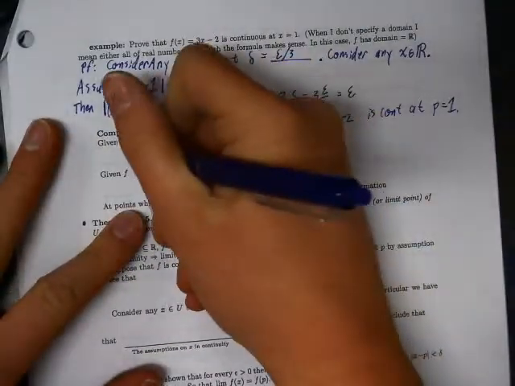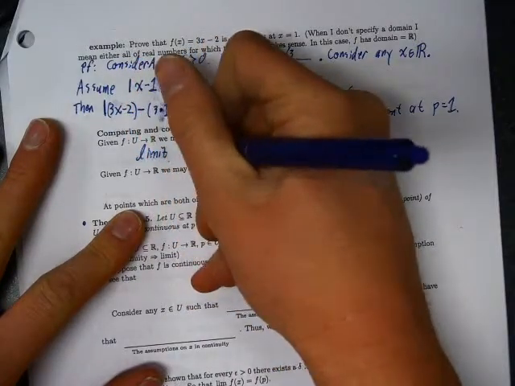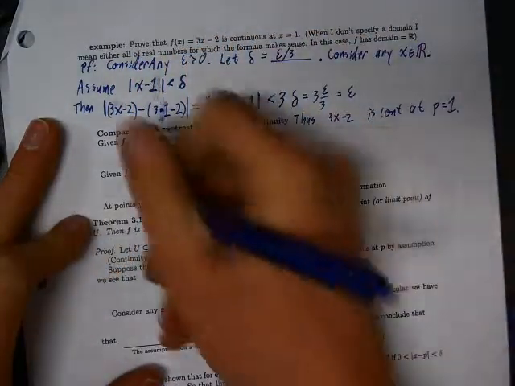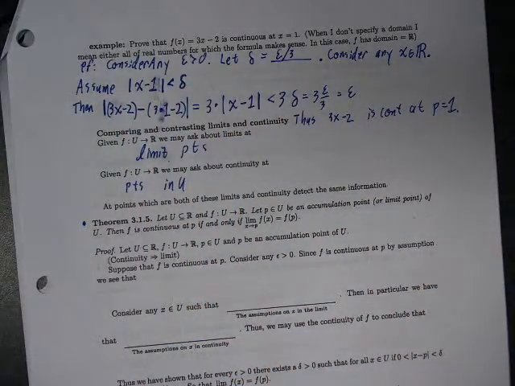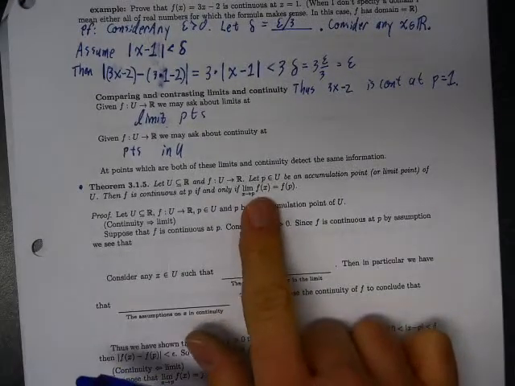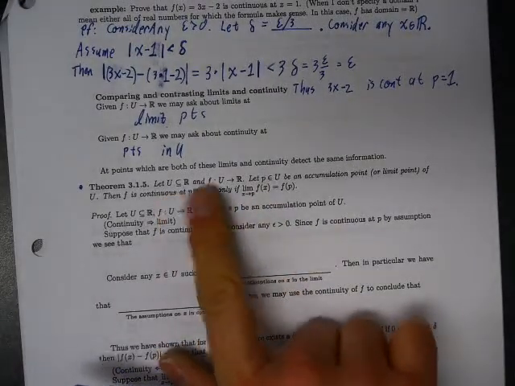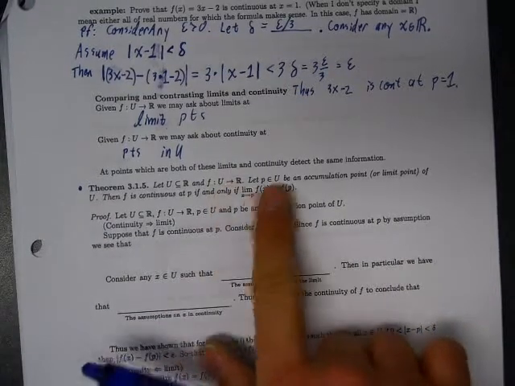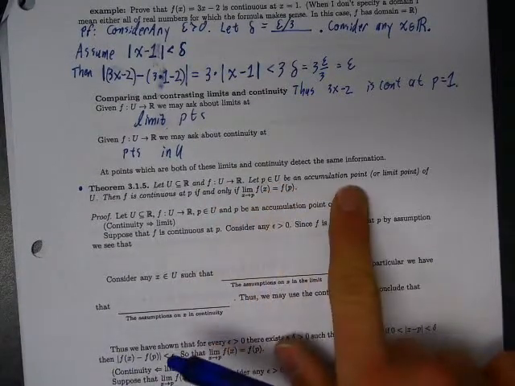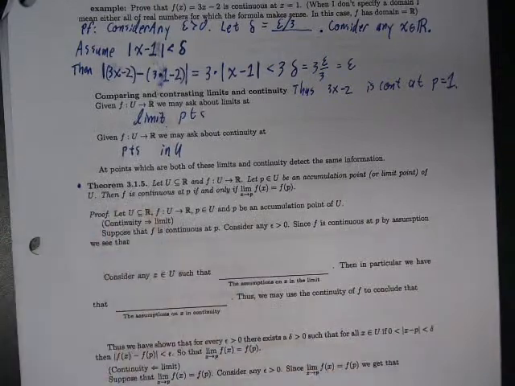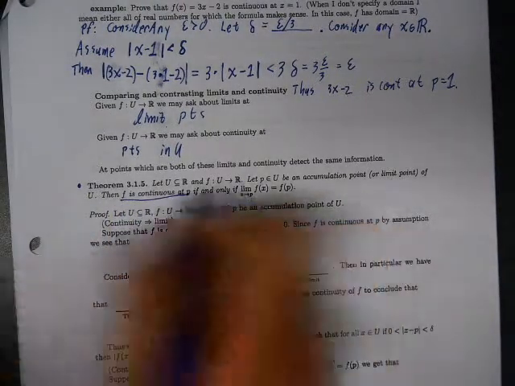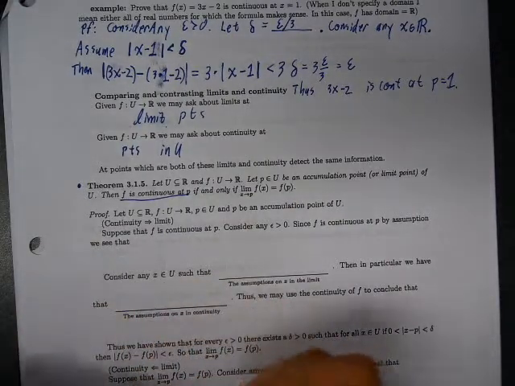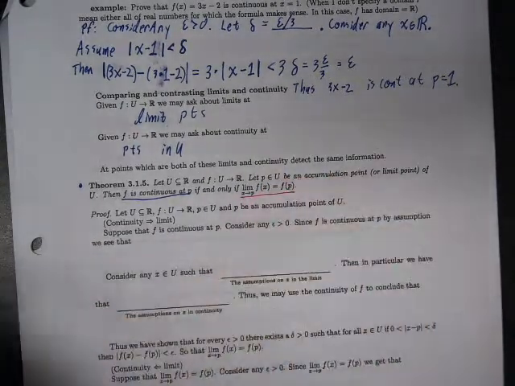So we can ask about limits of a function at limit points. We can ask about continuity at points in the domain. As long as both of those are satisfied, limits and continuity capture the same information. Let U be a subset of R, let f be a function defined on U, let p be a point in U which is also a limit point of U. Then this function is continuous at p if and only if the limit as x approaches p of f(x) is equal to f(p).